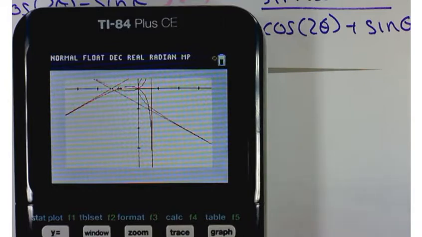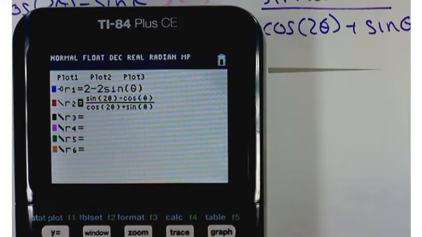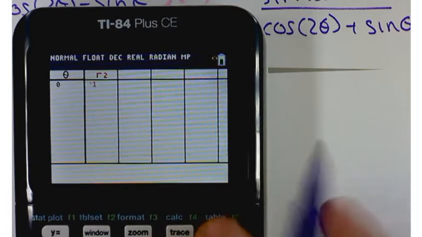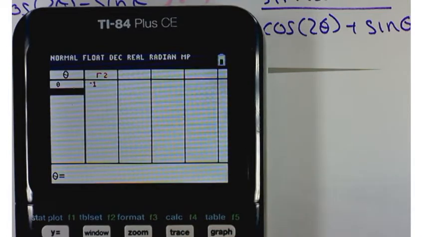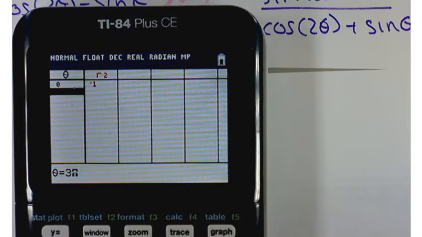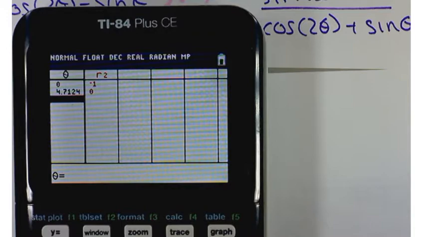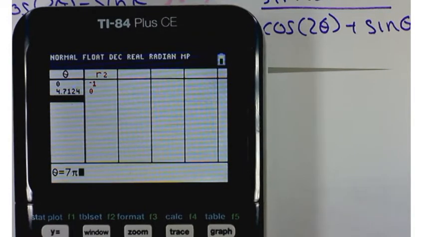Wow, that's bizarre. All right, we don't need that graph. Let's take a look at what happens at some of the other points. One of them was 3 pi over 2. So 3 pi divided by 2 should give me a 0. Yay, it does. And that made sense as well because the slope of the tangent line there was 0. The last one was 7 pi over 6. So 7 pi and then divide by 6.